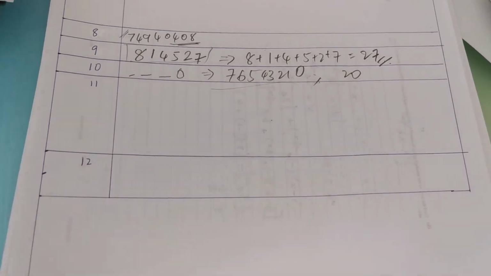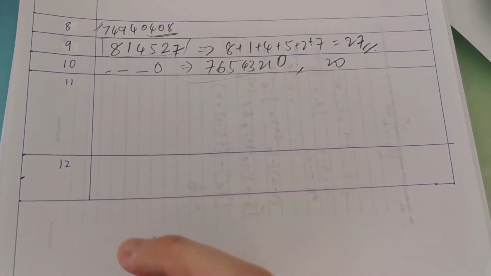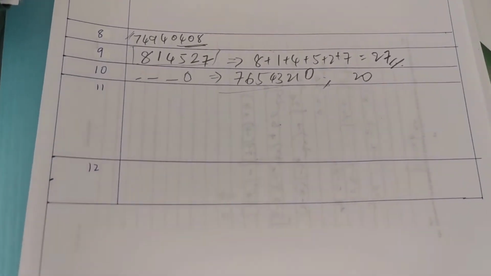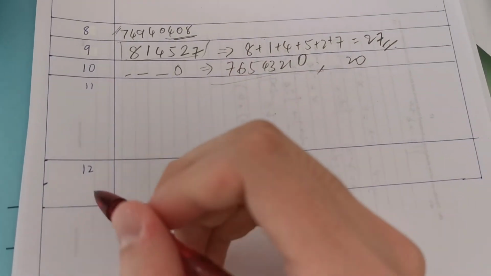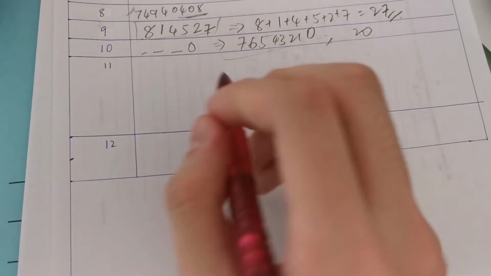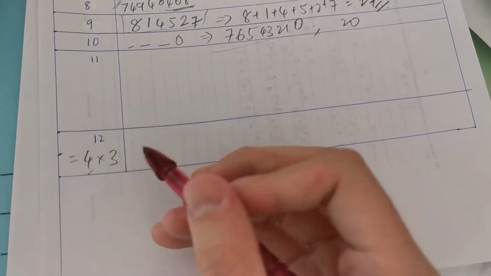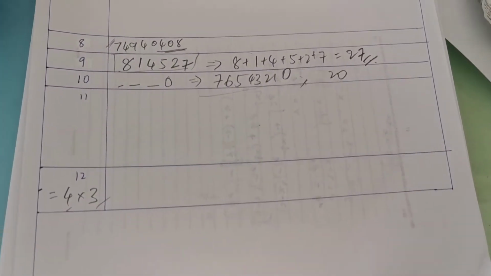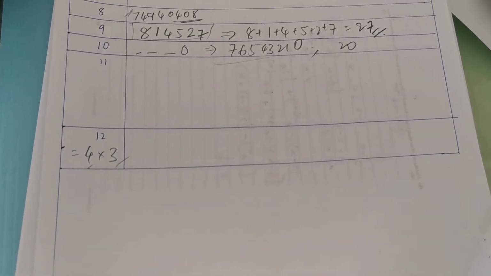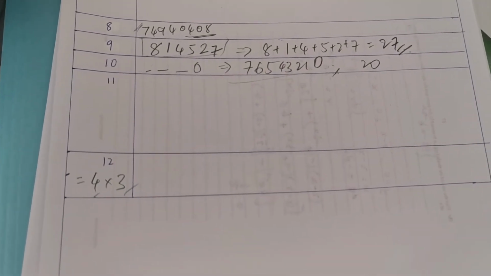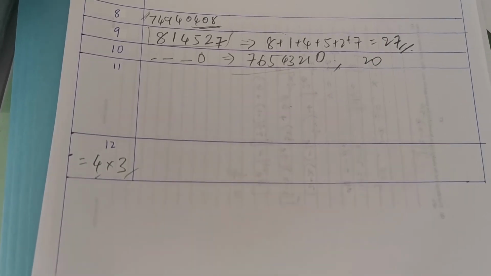So let's skip 11 for now because it's the second most complicated. And let's go to 12. So to know whether a number is divisible by 12, well, 12 is 4 times 3. Hence, you test for 4 and test for 3. If the number is divisible by 4 and 3, then that number is divisible by 12 as well.